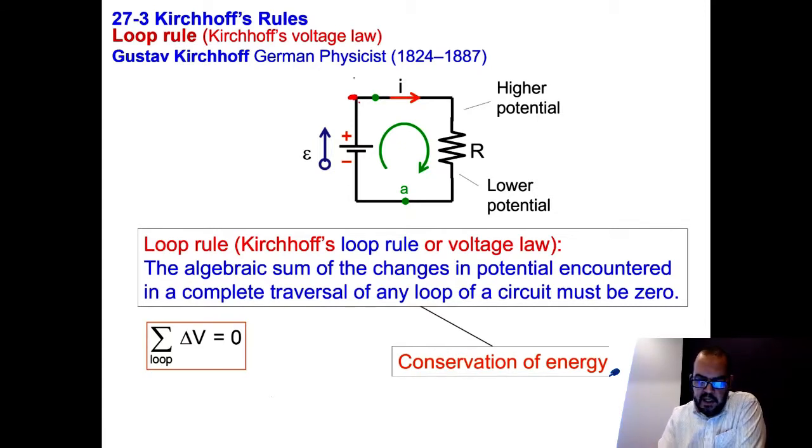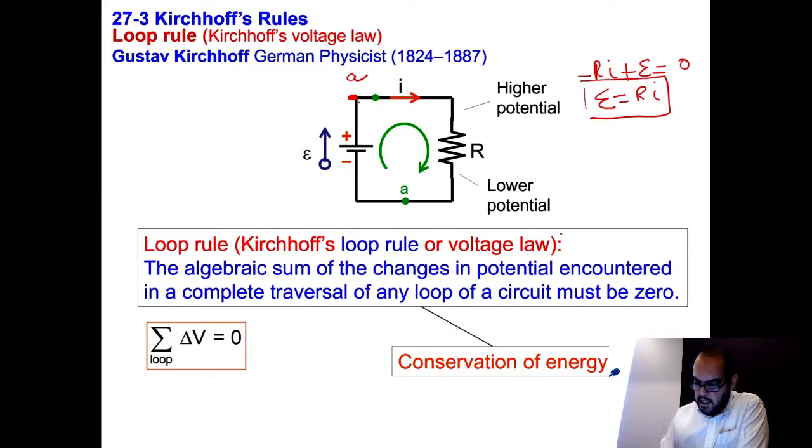Okay, so let me start at this point A. So here I'm going through this resistance, and the potential is going to decrease. So I have minus Ri. Then I go through the battery, and when I go through the battery from the negative terminal, the potential increases, plus epsilon is equal to 0, because now I went back to the same point. So you can see epsilon is just equal to Ri. We obtain what we are familiar with, which is Ohm's law. Okay, let's see the rules of how we can apply Kirchhoff's laws.